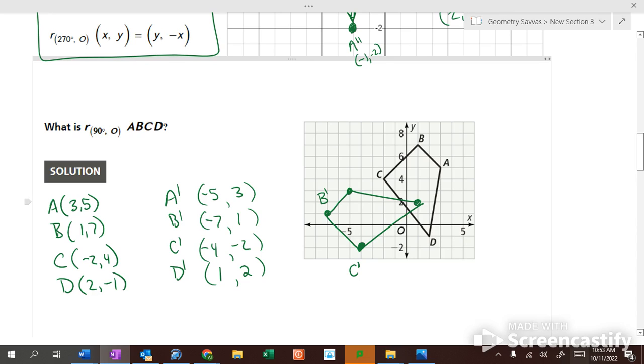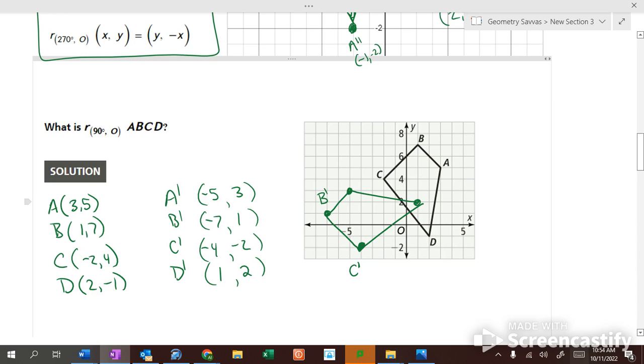If we went 180, it would look like this. If we went 270, it would look like this. Okay, so notice, what quadrants were A and B in the original? What quadrant is this over here? 1, 2, 3, or 4? 1. When you turn them 90 degrees, they both end up in 2. C was in 2, it ended up in 3. D was in 4 and it ended up in 1.